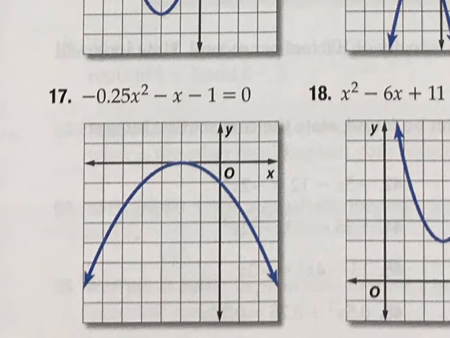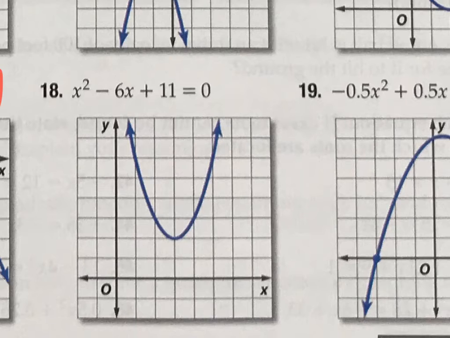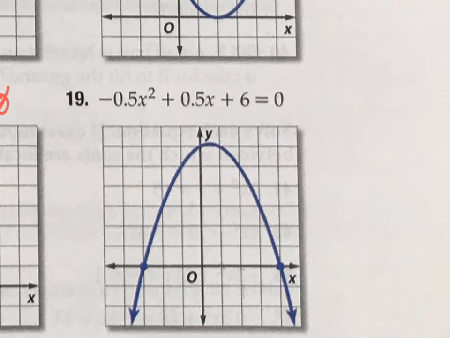What's the answer number 17? -2. Like, could you imagine if I gave you this original quadratic equation with the decimal? You guys would freak out. But if you graph it, it ends up being a nice, beautiful answer. Just that, -2. 18? Nothing. No solution. 19? -3 and 4. X equals -3, x equals +4.